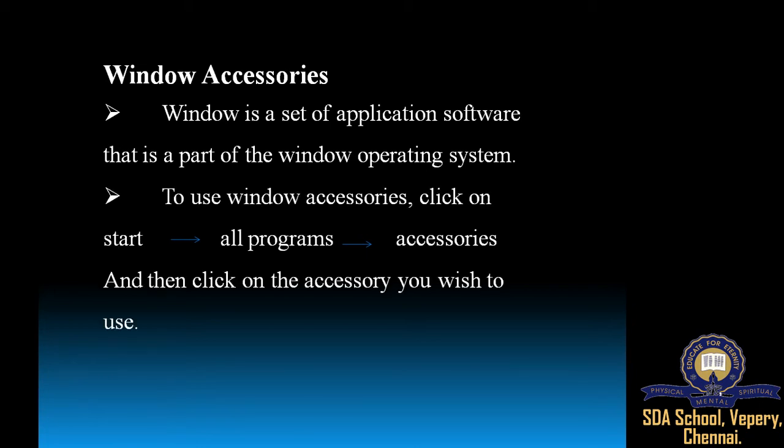Then how do we open Windows accessories? If you want to use Windows accessories, you have to click on Start, then select All Programs. After a window opens, you have to select Windows Accessories, then click on the accessory you wish to use. So click Start, All Programs, Windows Accessories, then select the accessory you want.